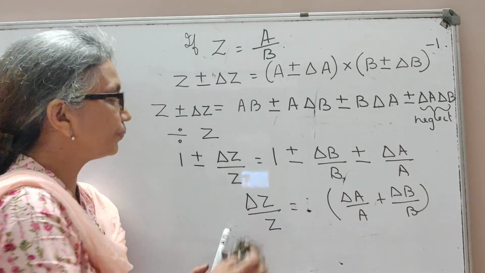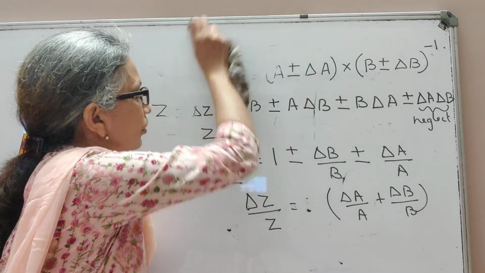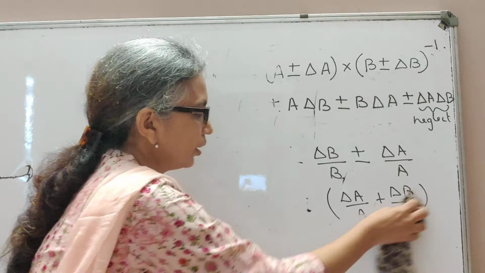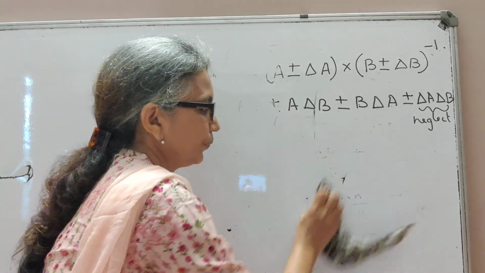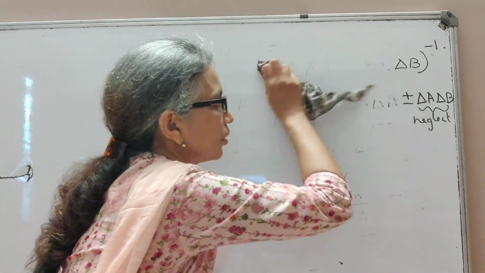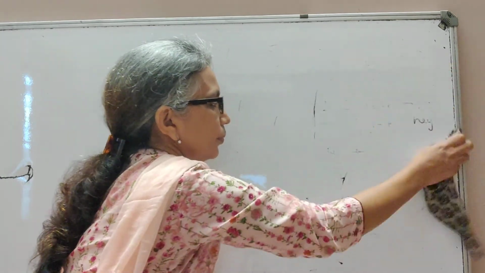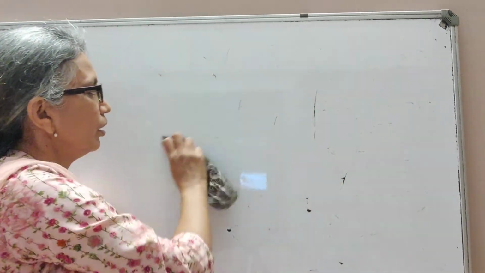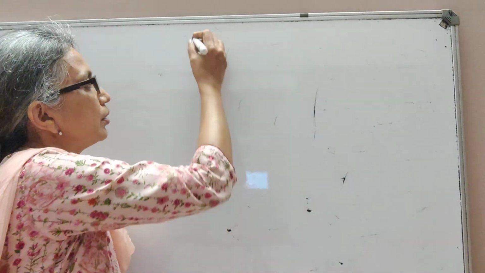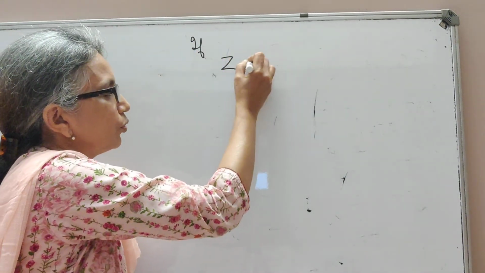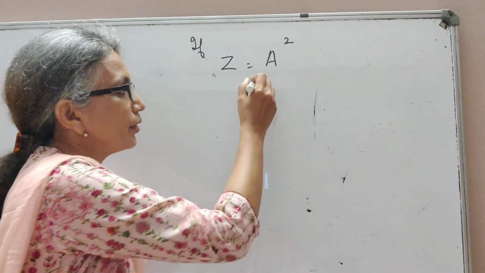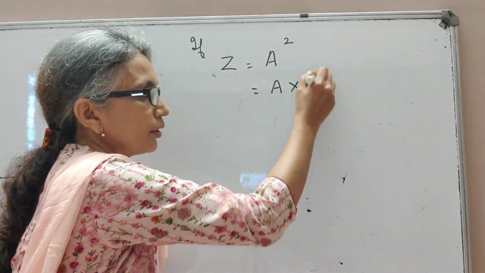Then the last one is whenever you have a reading raised to some power, some value raised to some power. For example, let's say you have Z as A square. Let's say we have the final value, you are raising that reading A to power 2. This is equivalent to writing A into A, right?